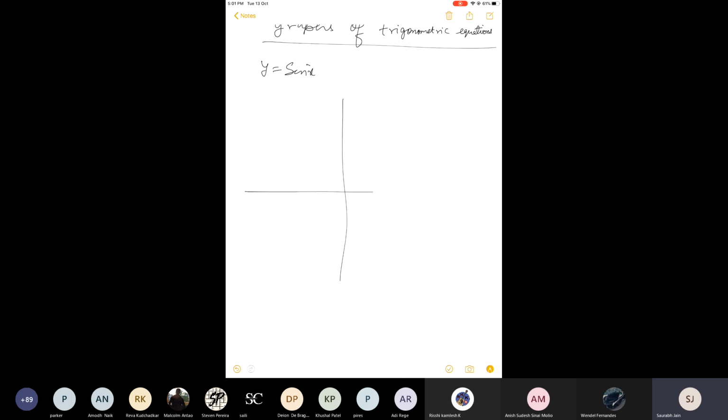The first is y is equal to sin x. So this is the first graph. Basically it is freehand sketching right now, obviously. So don't expect the graph to be symmetrical or perfect like a straight line, because we used to draw those with the help of a scale. But here we'll be doing freehand sketching.